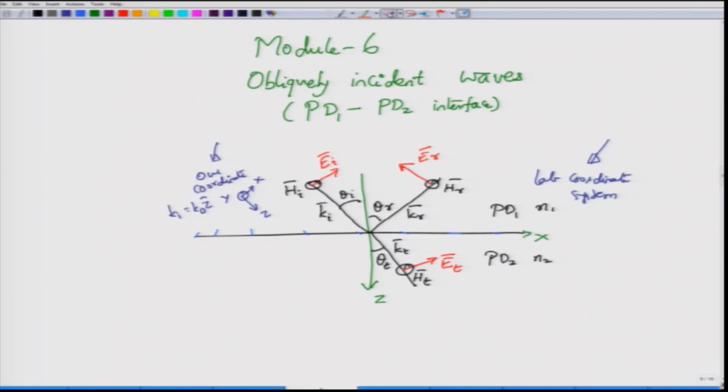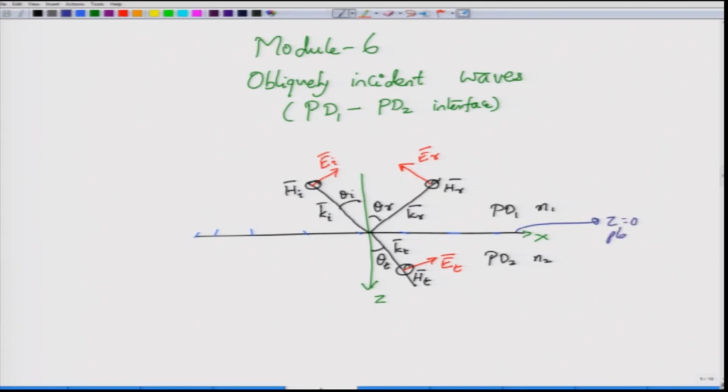Both methods of course give you the same results, but it is convenient to denote the coordinate system first and line it up with x, y and z, and clearly the interface is at the z equal to 0 plane. So, the plane of interface is the z equal to 0 plane, which itself is described by the x and y axes.